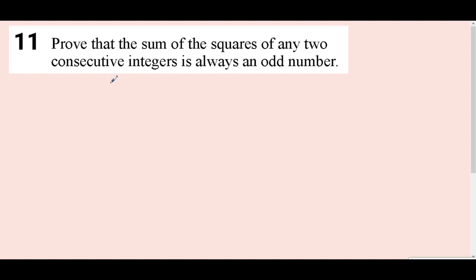So question 11, prove that the sum of the squares of any 2 consecutive integers is always an odd number. So our consecutive integers would be n and n plus 1. The sum of the squares, so we need to take the squares, so n squared plus n plus 1 all squared. N squared is obviously just n squared. N plus 1 all squared. We expand those brackets. Remember, it would be a set of 2 pairs, so that would go to n squared plus 2n plus 1. Simplify that, we get 2n squared plus 2n plus 1.